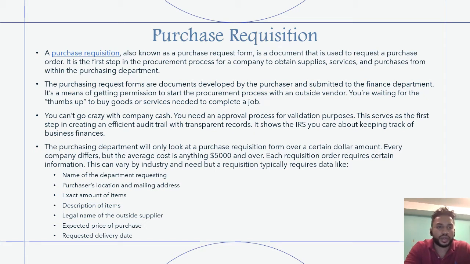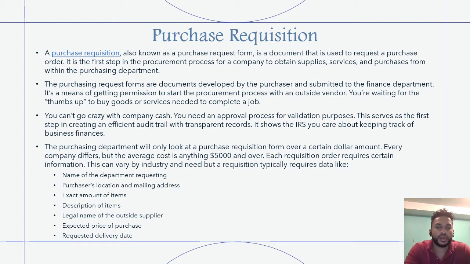You're waiting for the thumbs up. Basically, you're waiting for the thumbs up to do a purchase. Usually, as you can see down here, you can't go crazy with company cash. You need an approval process for validation purposes. This serves as the first step in creating an efficient audit trail with transparent records. It shows the IRS or CRA that you're keeping track of business finances.